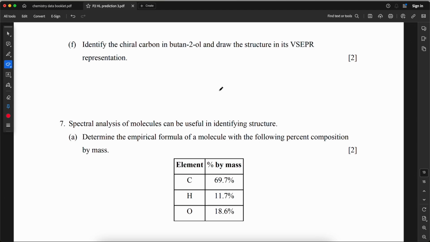Identify the chiral carbon in butan-2-ol and draw the structure in its VSEPR representation. So it's butan-2-ol, so CH3, CH2CH3. So this would be OH and H. So this would be the chiral carbon. And the structure in VSEPR, this is how it will be represented.